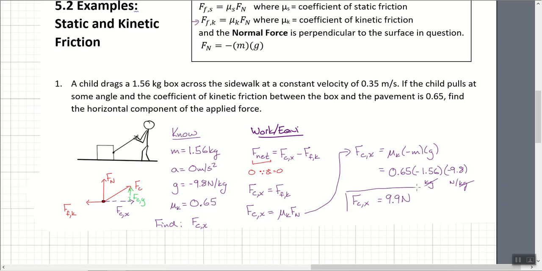Boom. I would encourage you to write this in a specific context in your example. So I'm not going to write it right now, but I would say that the child pulls the box in the x direction with a force of 9.9 newtons. Easy. Piece of cake. Okay.